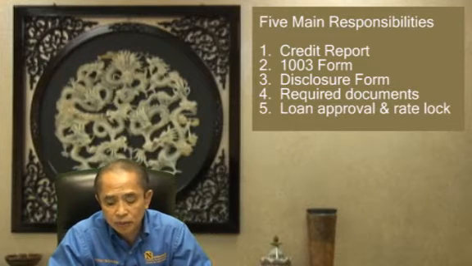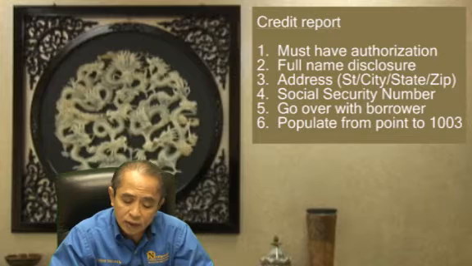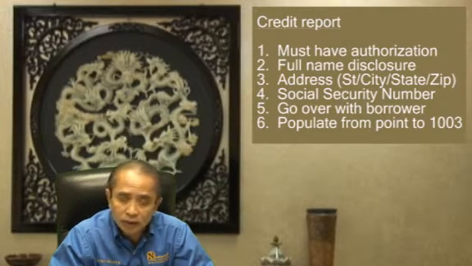Let's touch a little bit on credit report. Before you pull credit report, you need to have borrower's authorization. And in order for you to pull credit report, you need name, address, and social security number. That's all you have to do. Make sure you review the credit report with the borrower. And then from the credit report, you can either type all the liability into the 1003, or you can populate it from the credit report to 1003.